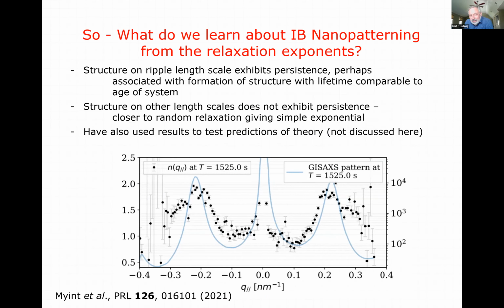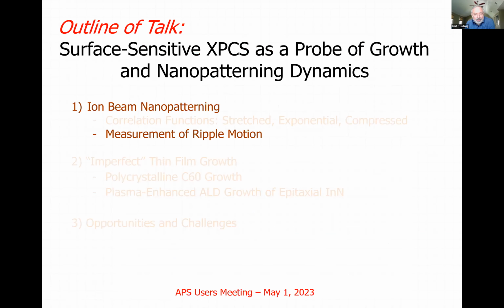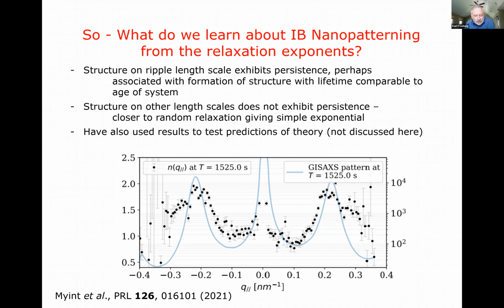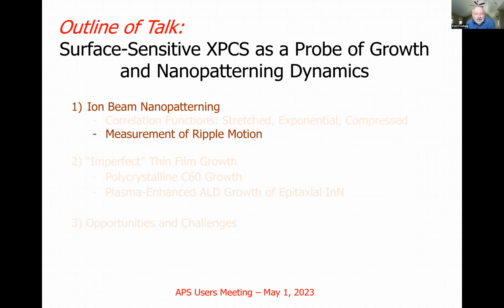So we've also used these kinds of results to compare with theory, because the theories are nonlinear. You have to do a simulation and then calculate the predicted behavior, and then you can compare that with what you actually observe. So that was using correlation functions, which is the first thing we think of when we think of XPCS. However, there are other important things that we can look at.